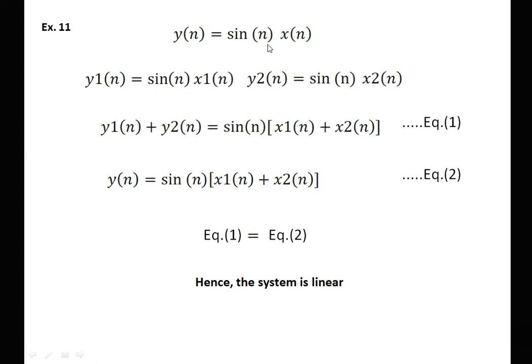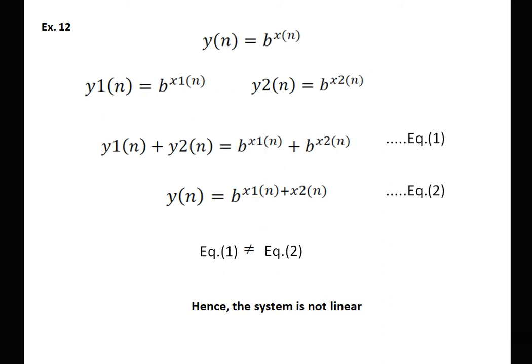Next, y of n is equal to sin n into x of n. For the first part, we will get sin n into x1n. Now you can see that sin n is nothing but a simple constant, and y2n is equal to sin n into x2n. Their addition, we will get sin n as a common factor. Therefore, sin n into x1n plus x2n. This is equation 1. And in the second case, we replace x by x1n plus x2n, and we can say that equations 1 and 2 are the same. Therefore, the system is linear in nature.